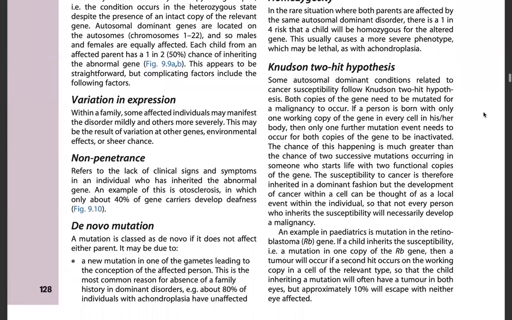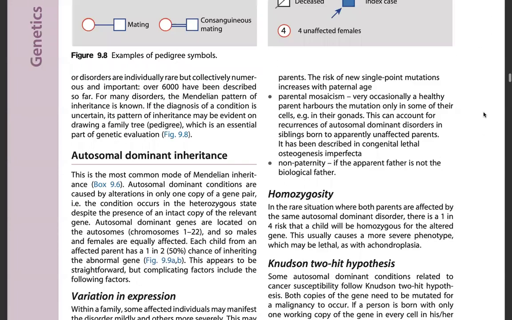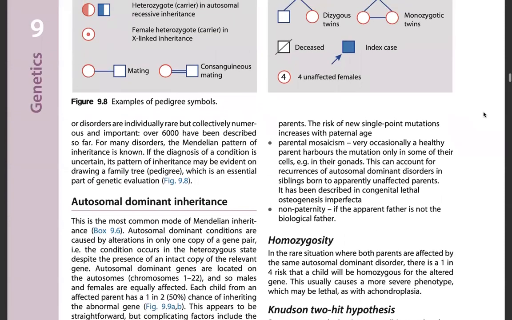De novo mutation: a mutation is classed as de novo if it does not affect either parent. It may be due to a new mutation in one of the gametes, leading to the conception of the affected person. This is the most common reason for absence of family history in dominant disorders. For example, about 80% of individuals with achondroplasia have unaffected parents. The risk of a new single point mutation increases with paternal age.